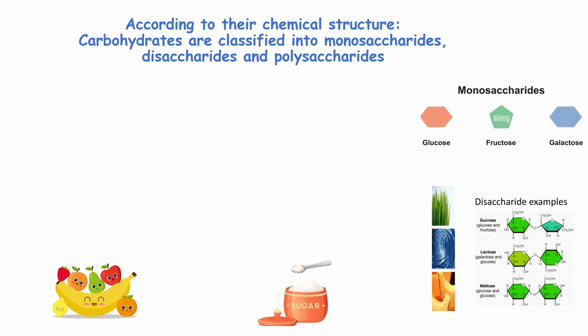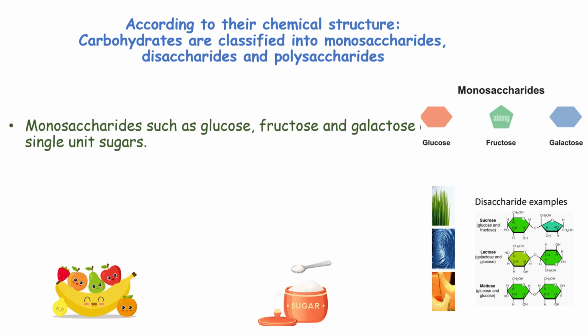You can see here, glucose consists of 1 unit, fructose also consists of 1 unit, and you find these in fruits and honey. Galactose is another example of a monosaccharide. The molecule consists of 1 unit only.